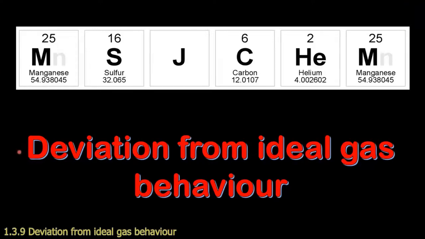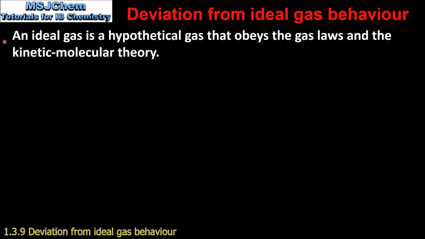This is MSJ Chem. In this video, I'll be looking at deviation from ideal gas behaviour. An ideal gas is a hypothetical gas that obeys the gas laws and the kinetic molecular theory.